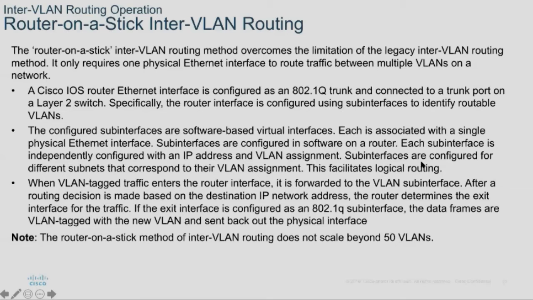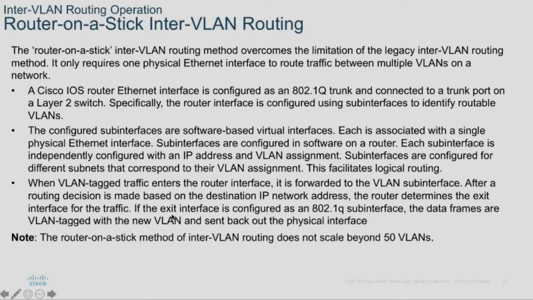The sub interfaces are configured for different subnets that correspond to their VLAN assignment. So one of the sub interfaces would be responsible for one VLAN, another sub interface configured on the router would be responsible for another VLAN, and this would intrinsically facilitate the logical routing between the different VLANs, and inter-VLAN as well.